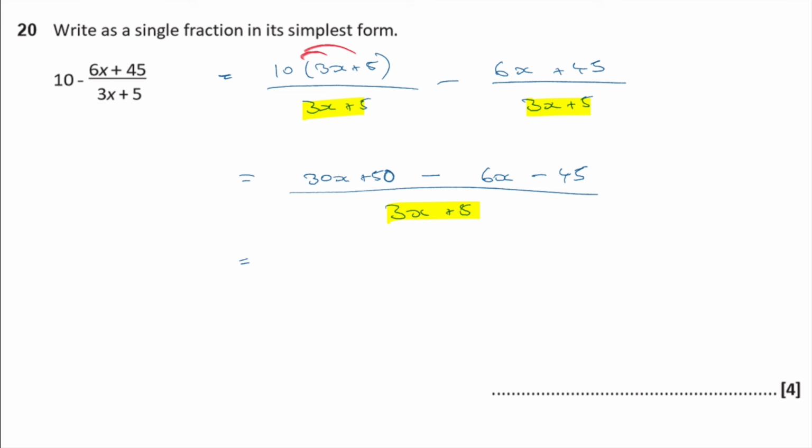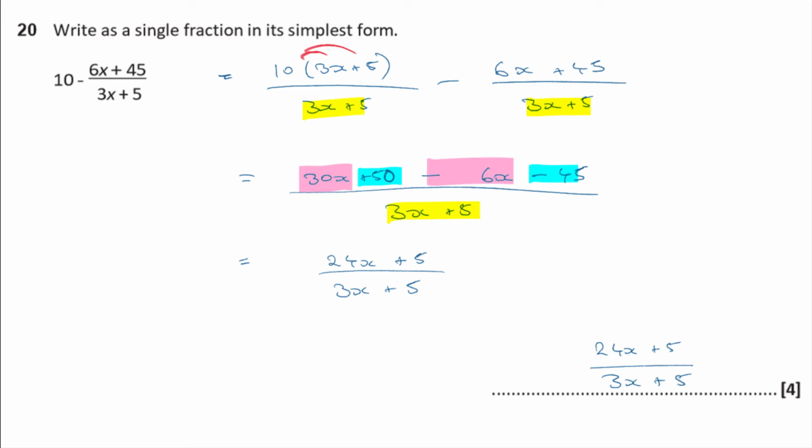Terms in x, I've got a 30x and a minus 6x. That's going to give me 24x. And constants, I've got a plus 50 and a minus 45, which gives me plus 5. And that's all over 3x plus 5. Right, I'm not going to be able to factorize or simplify anything there, have I? There's no common factor for 24x and 5 which is going to cancel with what's below. So that's as far as I'm going to get. So that's my final answer: 24x plus 5 over 3x plus 5.